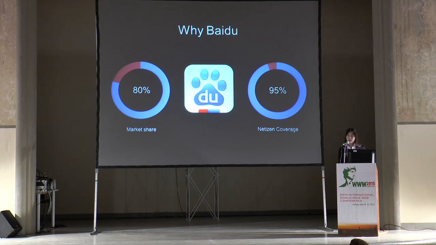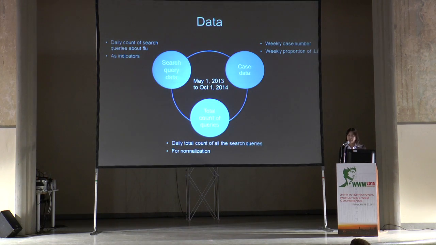And in this study, a combination of weekly case numbers and search query data will be applied to the model we used, including the daily count of search queries about flu as indicators and the daily total count of all search queries just for normalization. All the data covered about 75 weeks for the analysis.